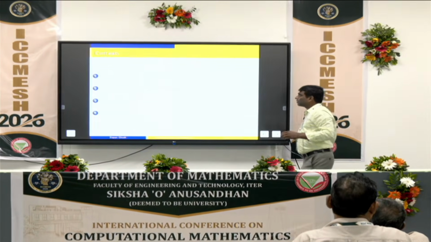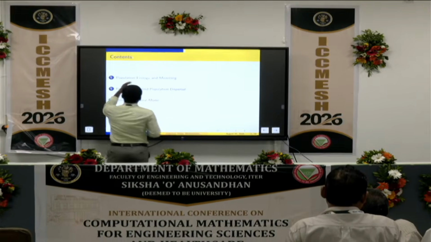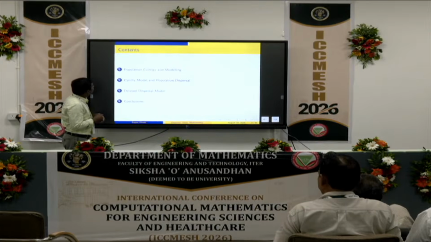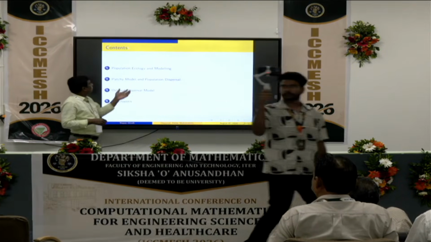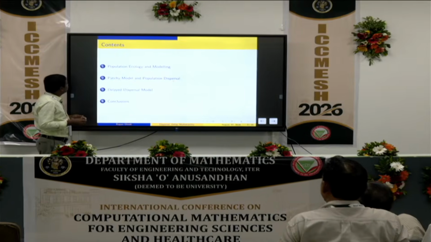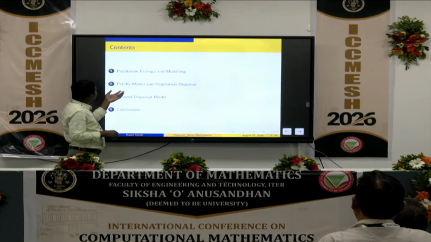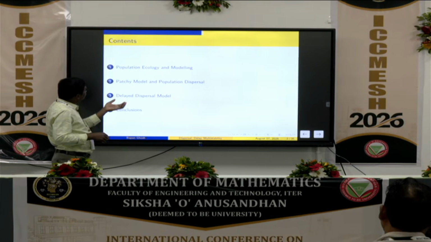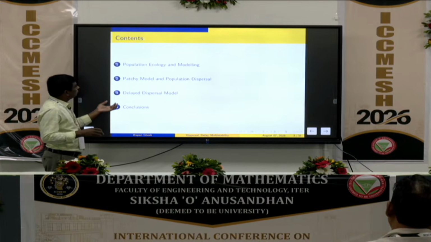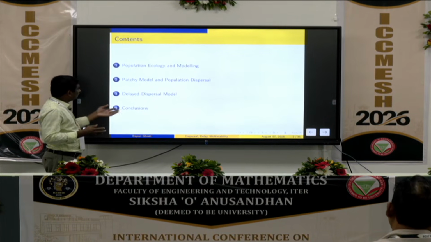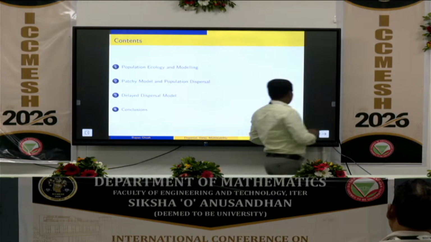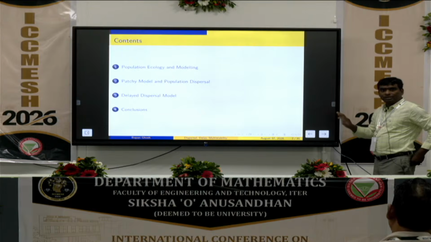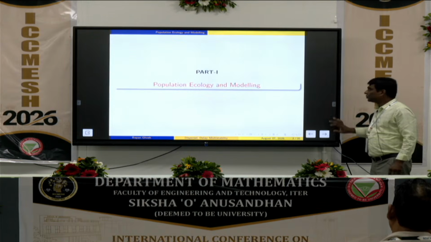So, this is the overall content. First, I will give a little bit of introduction to population ecology, what we really look for in population ecology and how to model population dynamics using differential equations. Then I will discuss the patchy model and population dispersal, and then I use delay differential equations to capture the dispersal delay, and some conclusions. I generally skip the mathematical part, but I will briefly discuss the tools and techniques used in this work.